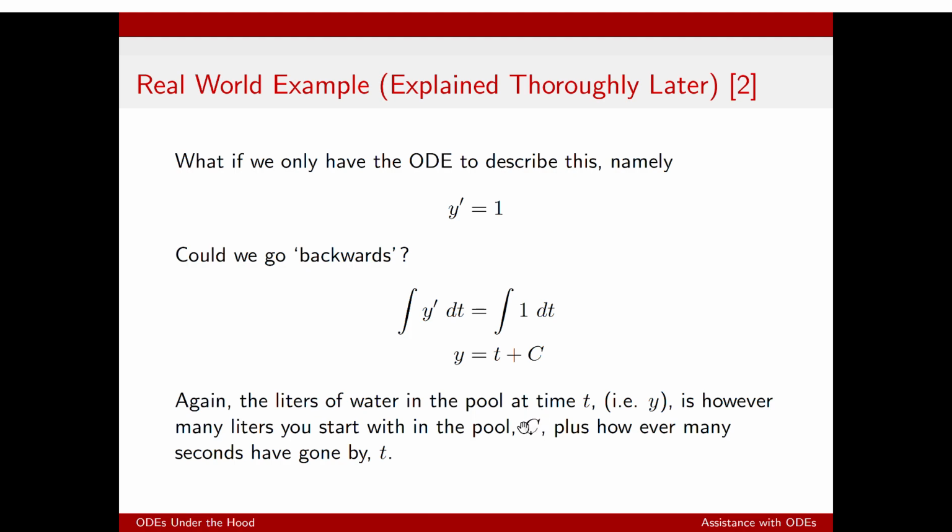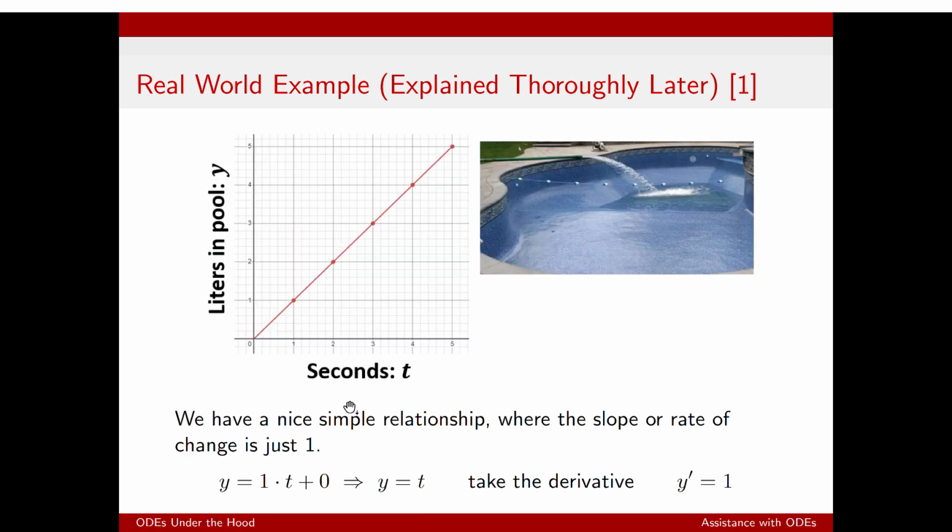But yeah, in this simple setup, we know that c is however many liters of water we start in the pool with at time 0. So this c here is 0 if we start with nothing, but if we said, hey, make this 1, go up to 1, we'd have a nice straight line coming up through here, and that would be y equals t plus 1, same derivative though.